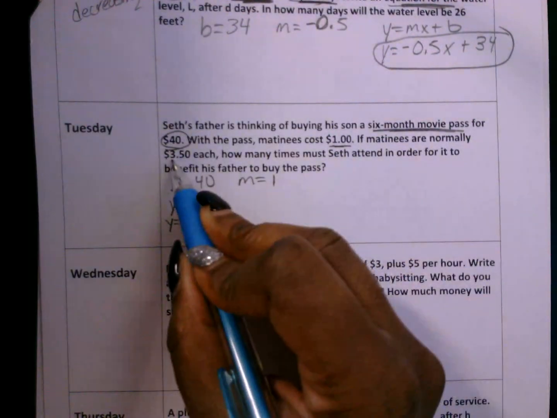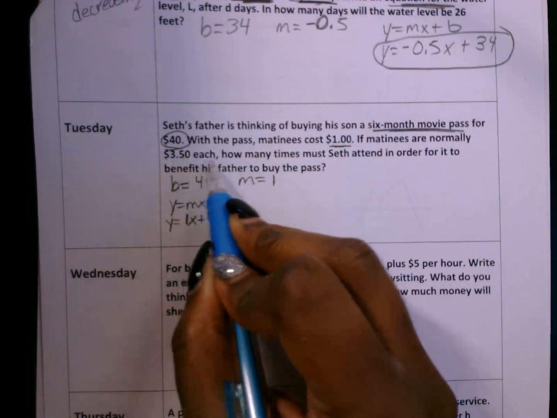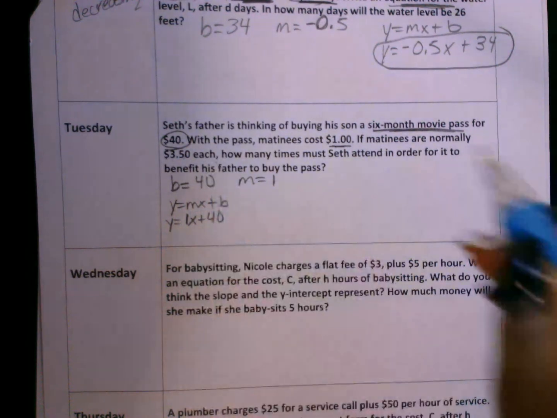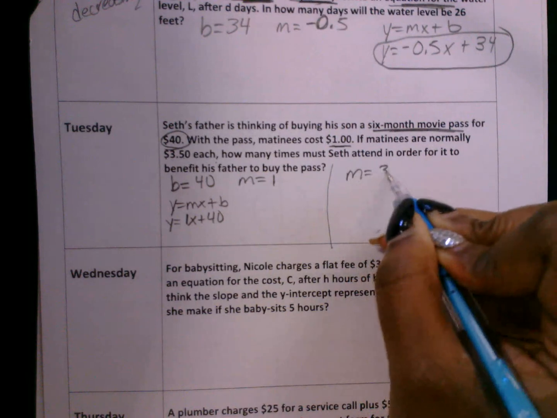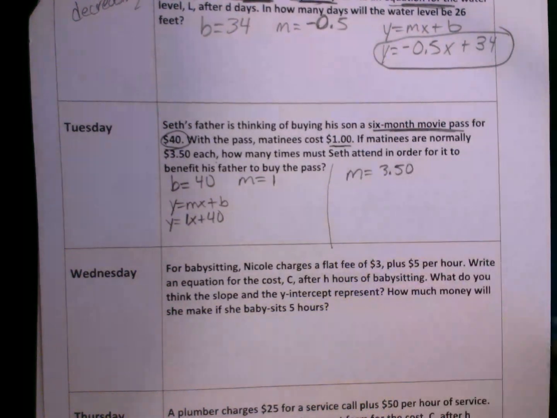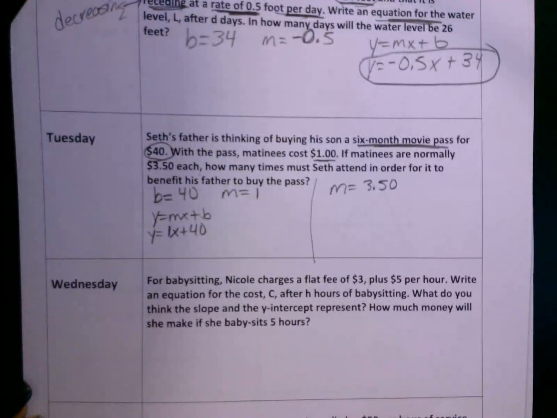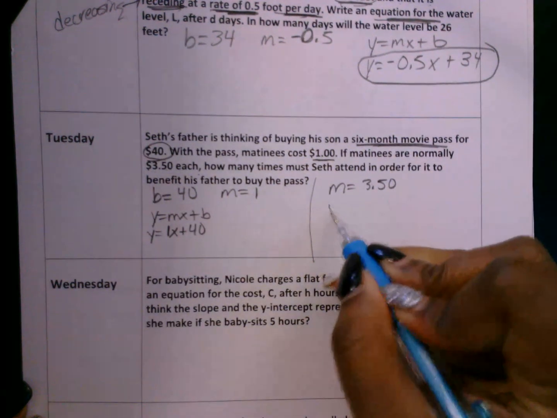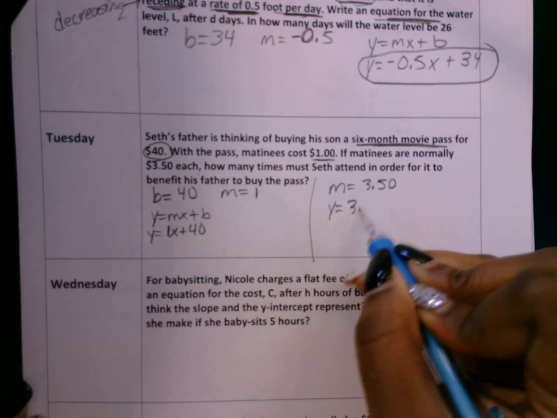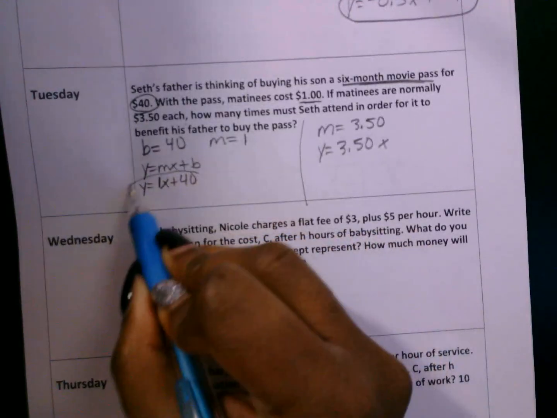If matinees normally cost $3.50 each, okay, so that means for the second, matinees automatically cost $3.50. Automatically costs, okay? The equation for this scenario would be y is equal to 3.50x. So we got two equations.